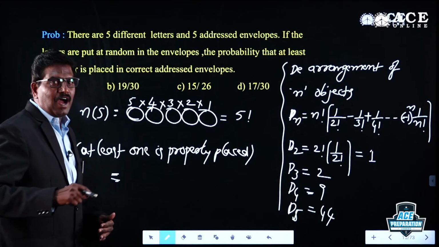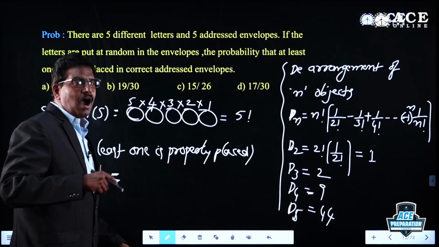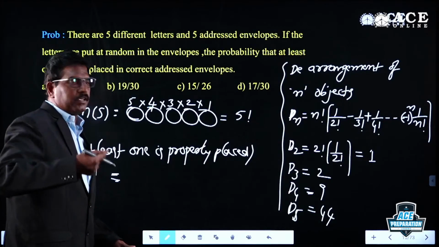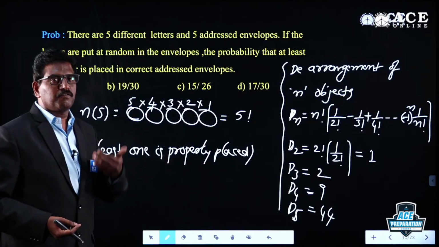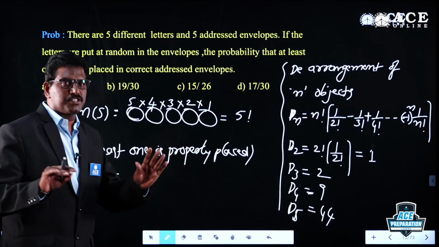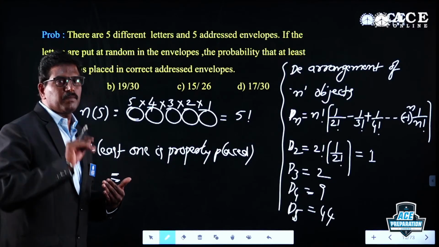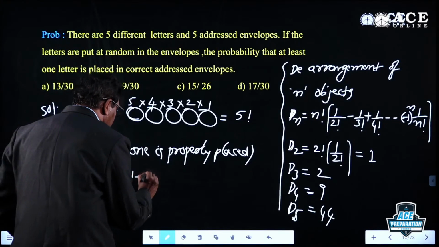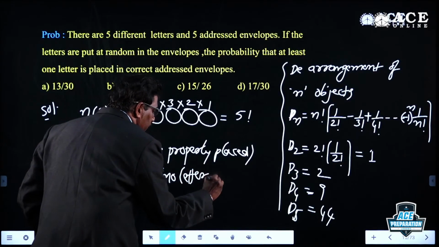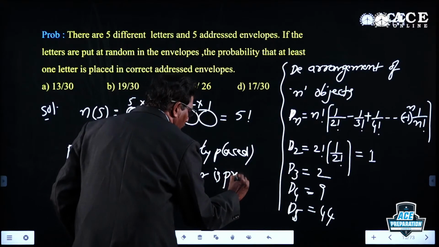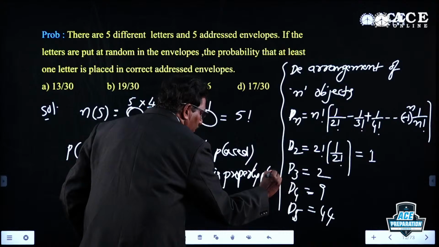At least 1 means I have to start from 1 or more than 1. P of 1 letter or P of 2 letters or P of 3 letters or 4 letters or up to 5, I have to go; time waste. Don't do it like this. Probability of at least 1 is always 1 minus probability of none. That is 1 minus P of no letter is properly placed.